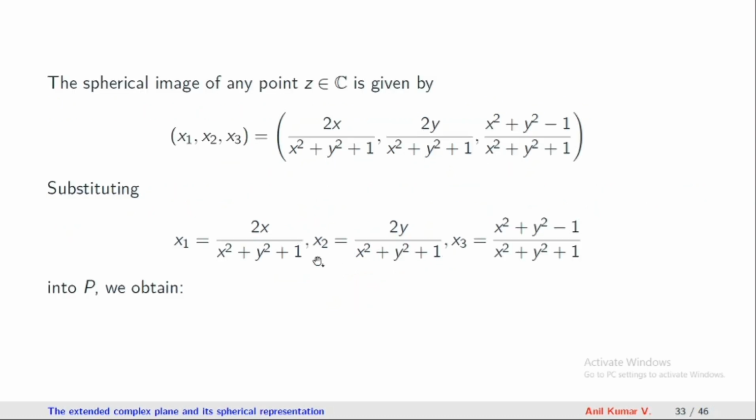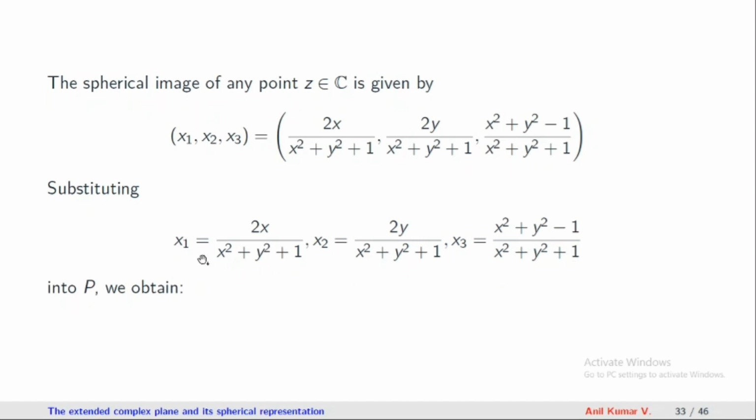But the spherical image of any point in C is given by this formula. Therefore, we have the transformations x1 is equal to 2x divided by x squared plus y squared plus 1, and x2 is equal to 2y divided by x squared plus y squared plus 1, and x3 is equal to x squared plus y squared minus 1 divided by x squared plus y squared plus 1.